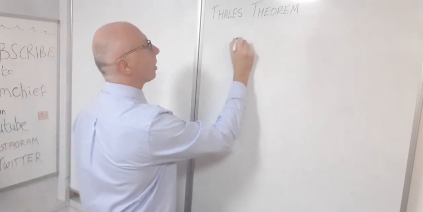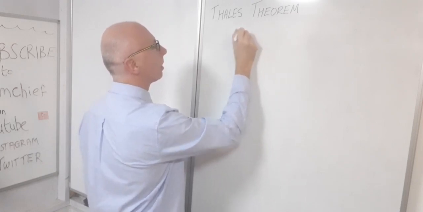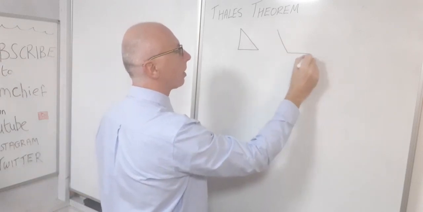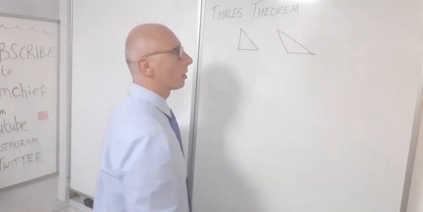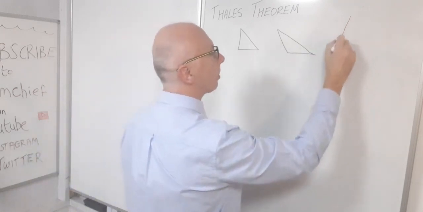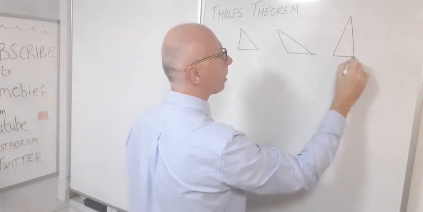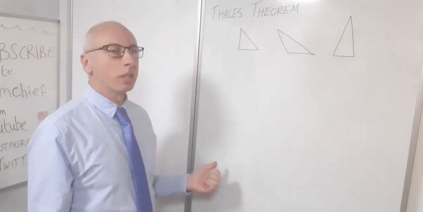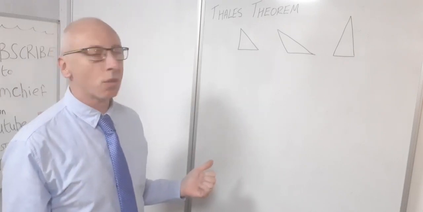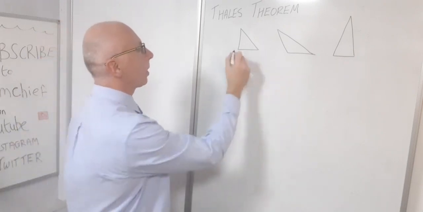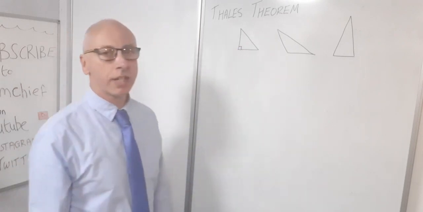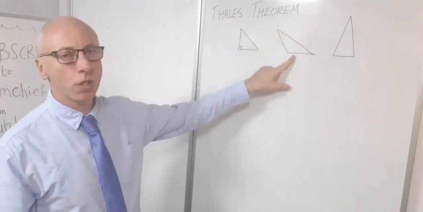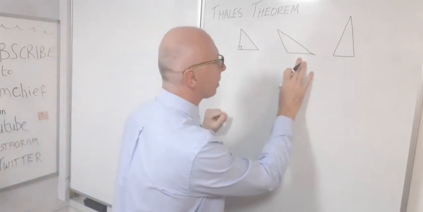So we've got a triangle here, which might look familiar. And then we've got a triangle here, also might look familiar. And then we've got a triangle here that might look familiar. Now you might want to know what kinds of triangles these are. You may already know. So first of all, this one here, that's a right angled triangle. That's very important to know for Thales theorem. Another one here, this one here is a scalene triangle.